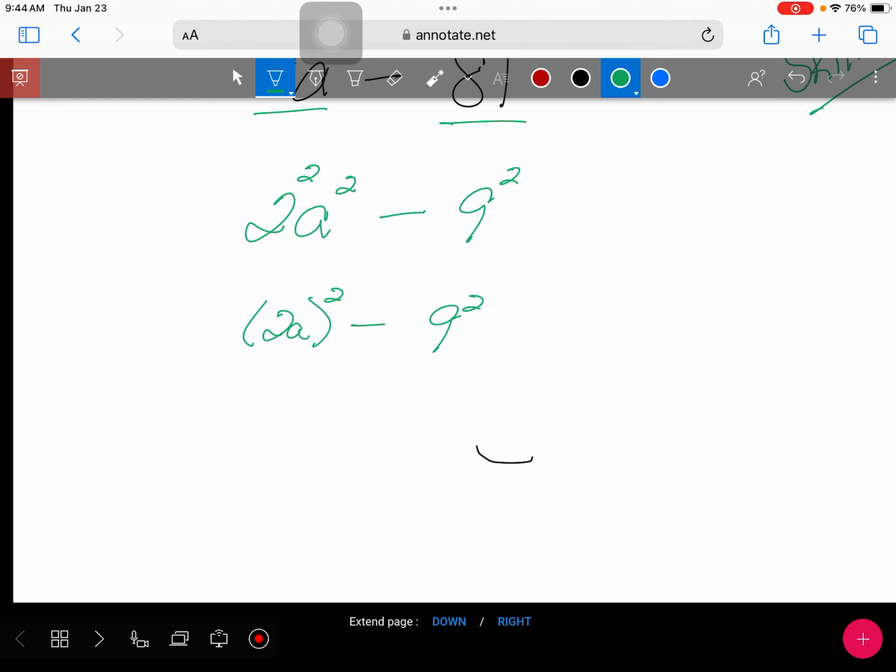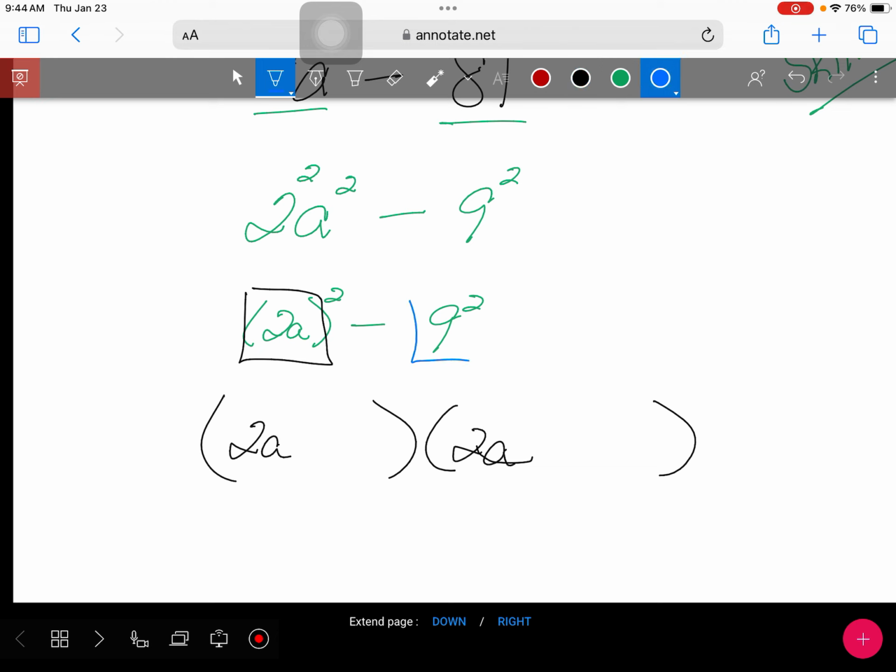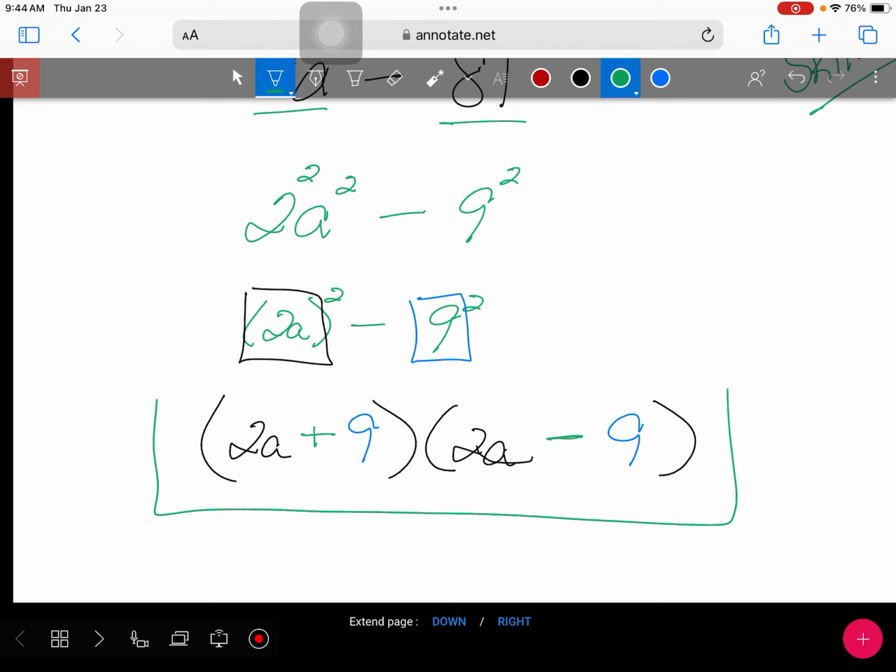All right? So now I've got my 2 squared parts. This is the first term. It goes as the first term of both of these. Here is my second term. It goes as the second term for both of those. One is plus and one is minus, and that is the difference of 2 squares. Okay?